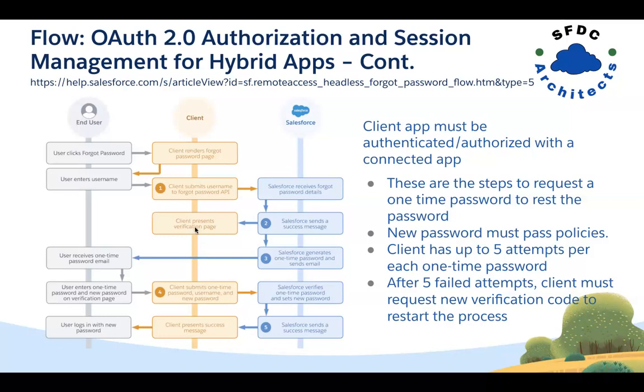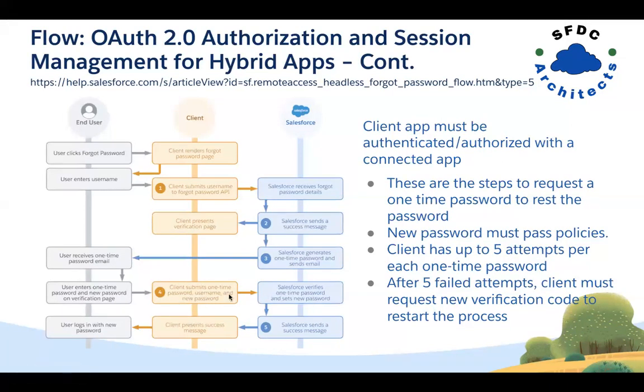So the client is getting this information on the back end. You are going to display that page to collect the one-time password on your application. When the user receives it via email, they're going to enter it, and they're going to submit it. At this point, this flow is showing the happy path where they're going to submit their one-time password and a new password. If everything is configured correctly, then Salesforce will verify the one-time password and set the new password.